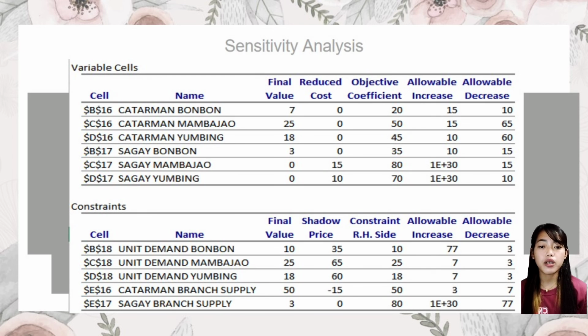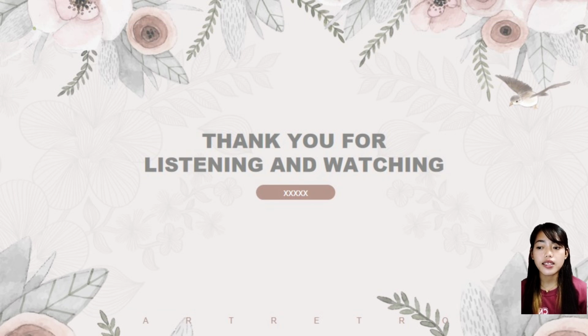Now, the bottom part of the table, titled Constraints, addresses the range of feasibility, that is, the range of the right-hand side of the constraints within which the shadow price remains unchanged. For example, as long as the right-hand side constraint in unit demand of Bunbon is between 87 and 7, the shadow price of 35 will apply. Shadow price refers to the amount of change in the optimal objective function value per unit increase in the right-hand side of the constraints. If you have something to change in the current values, you need to resolve the model. And this ends our presentation.